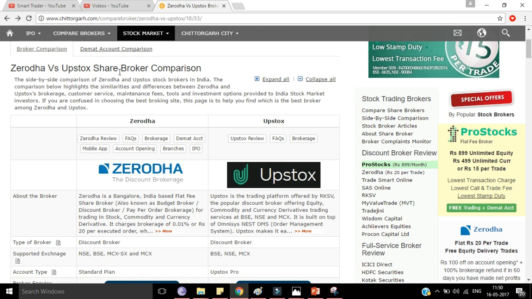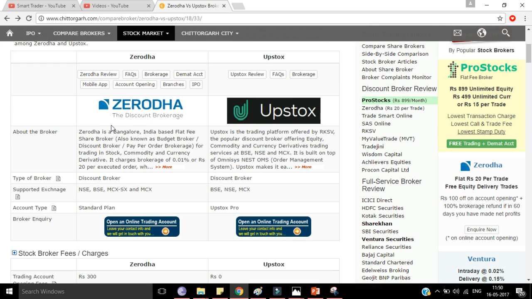So this is the Zerodha versus Upstox stock broker comparison. As you guys know, both are discount brokers. These are not full-service brokers. Okay, so let's go over the basic things about Zerodha. All of you will know that Zerodha is a Bangalore-based Indian stock broker, also known as a discount broker, offering low brokerage for trading in stocks, commodity and currency derivatives.